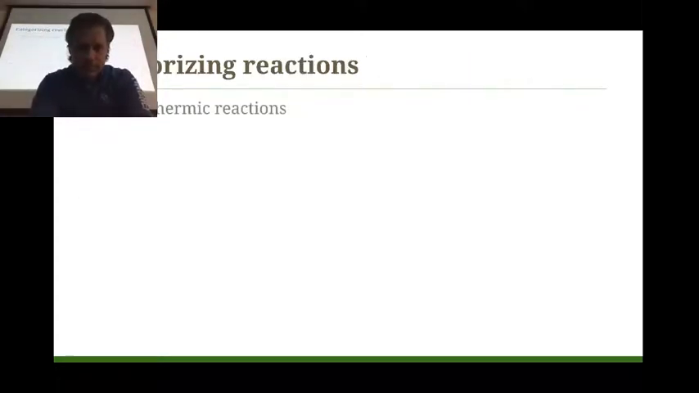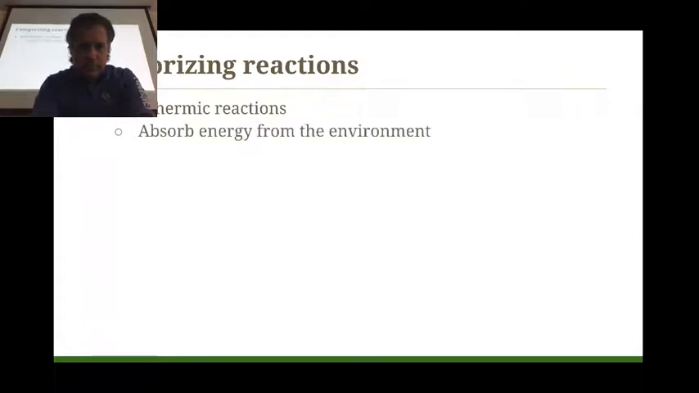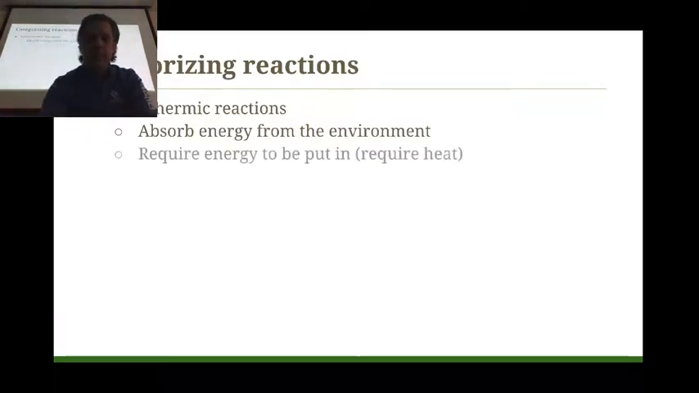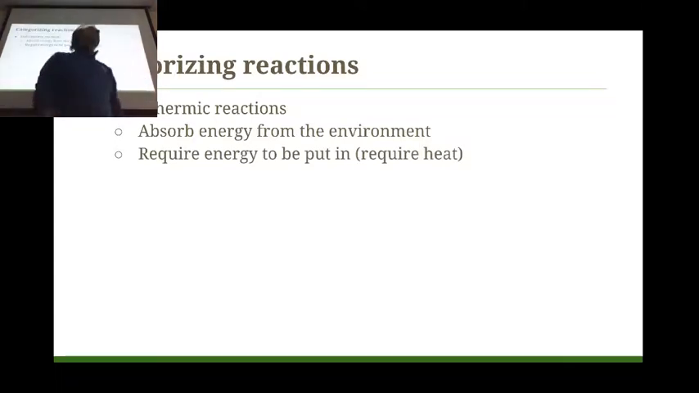Now, endothermic reactions in chemistry tend to absorb energy from the environment. Now, let me try to explain that. They require energy to be put in. They require heat. Now, let me give you an example.